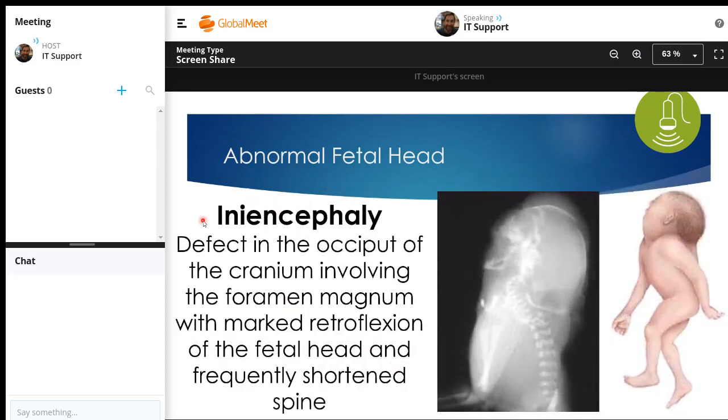All right, so anencephaly. This is a pretty severe defect. It's a defect in the occiput of the cranium involving the foramen magnum with marked retroflexion of the fetal head and frequently a shortened spine. You can see the image here, but this baby's head is tipped way back. It looks like they're looking towards the sky, and it's stuck there due to that defect. This defect usually occurs during the 3rd week of gestation, so this happens during the embryological process.